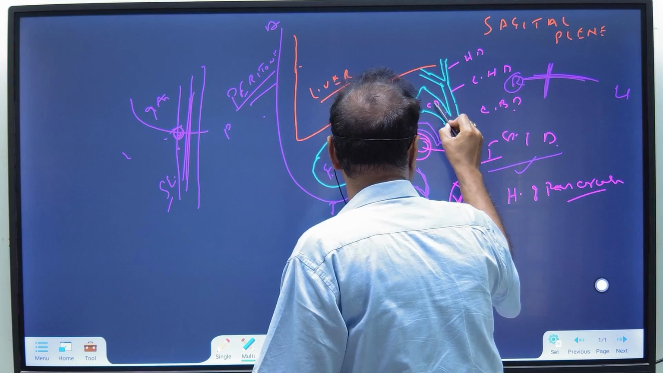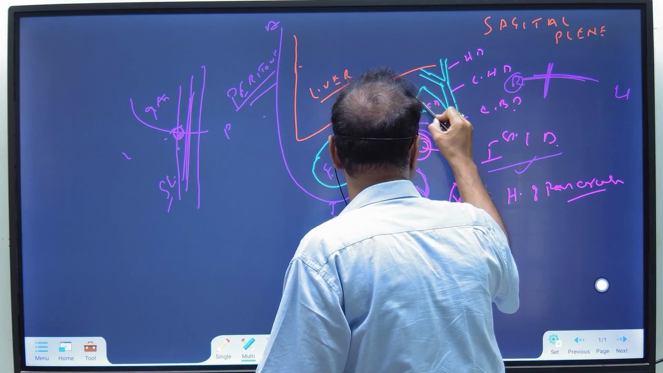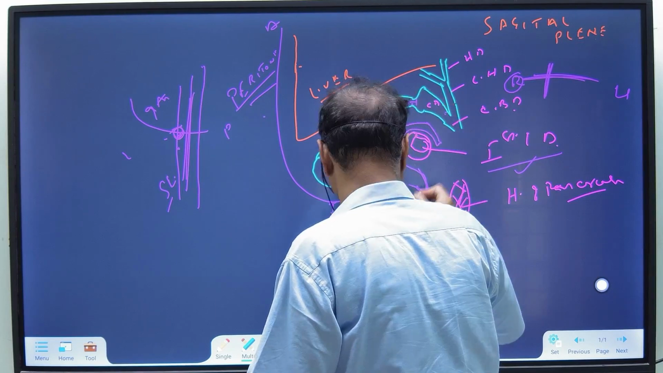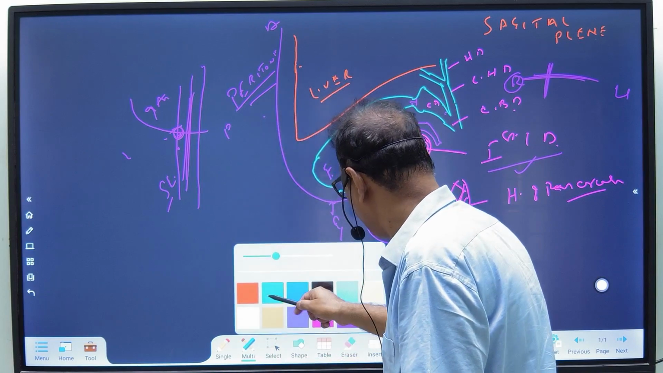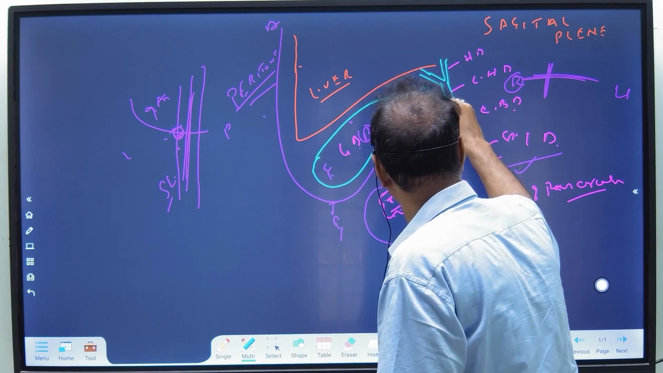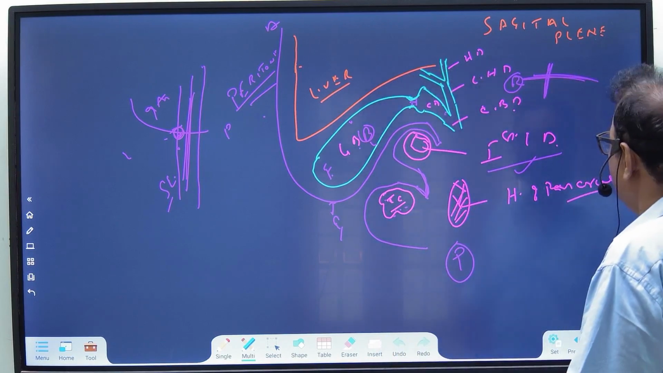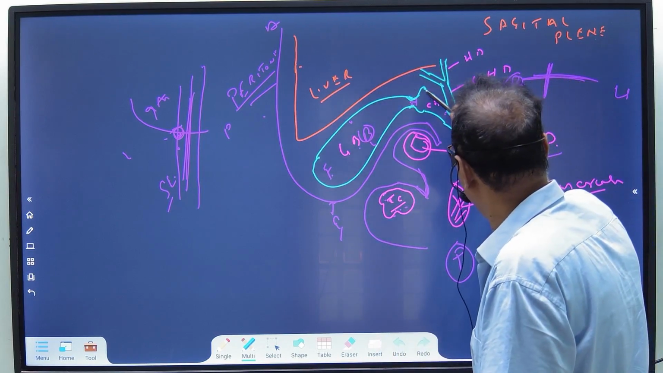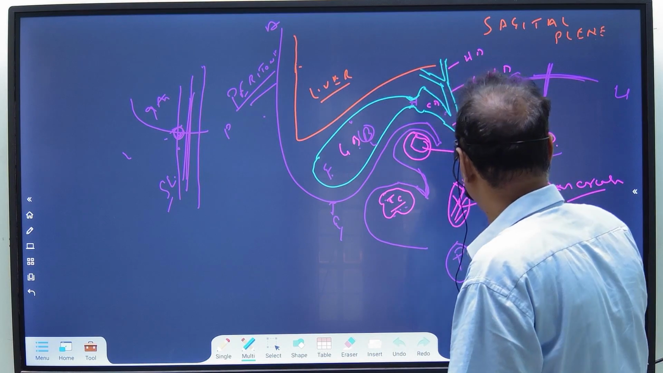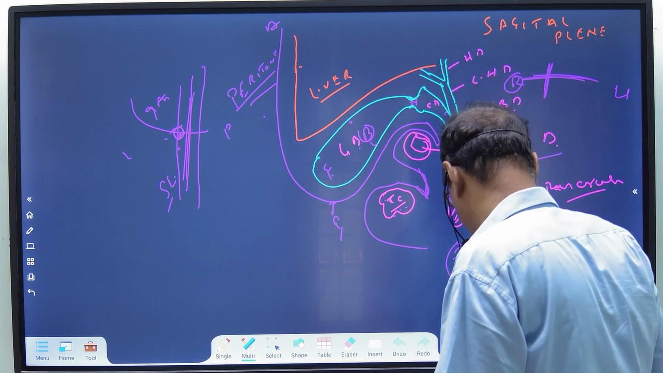The junction of the neck with the cystic duct is marked by a constriction. You could see over here that we have got a constriction at the neck. This neck is continuous with the cystic duct.